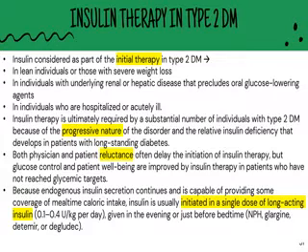Both physician and patient reluctance often delay the initiation of insulin therapy, but glucose control and patient well-being are improved by insulin in patients who have not reached glycemic targets. Because endogenous insulin secretion continues and is capable of providing some coverage of mealtime caloric intake, insulin is usually initiated in a single dose of long-acting insulin. That is what we call the basal insulin, 0.1 to 0.4 units per kilogram per day, given in the evening or just before bedtime. It could be NPH, glargine, detemir, or degludec. This is very long.